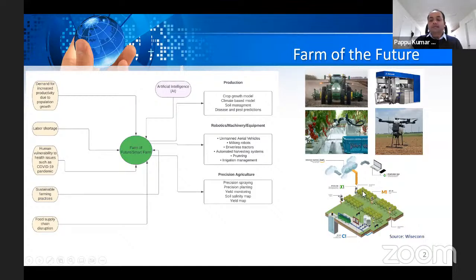And the lower bottom screen that you see is just a conceptual picture of how different technologies can integrate and collectively work together for smart farming practices. And you can see here, on the robotics side, it can be applied from UAS-based systems to autonomous harvesting systems to irrigation management. And on the precision agriculture side, we can use it for everything from soil salinity maps to yield maps to precision planting to precision spraying.